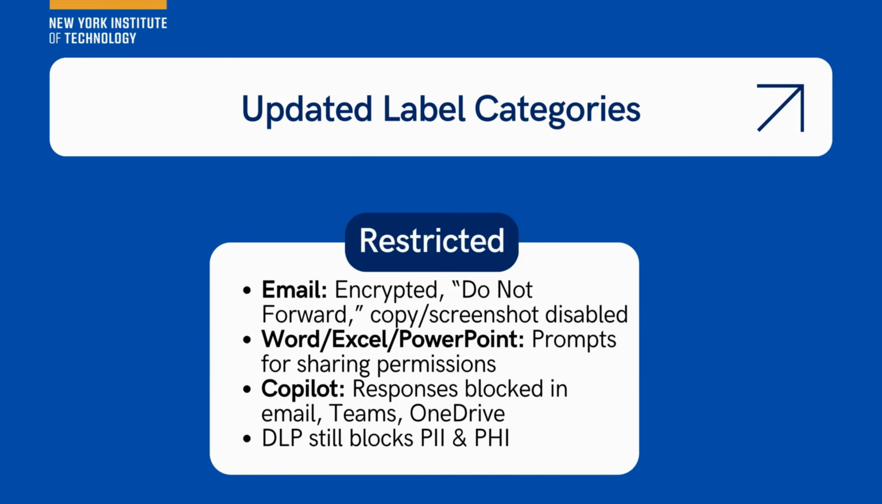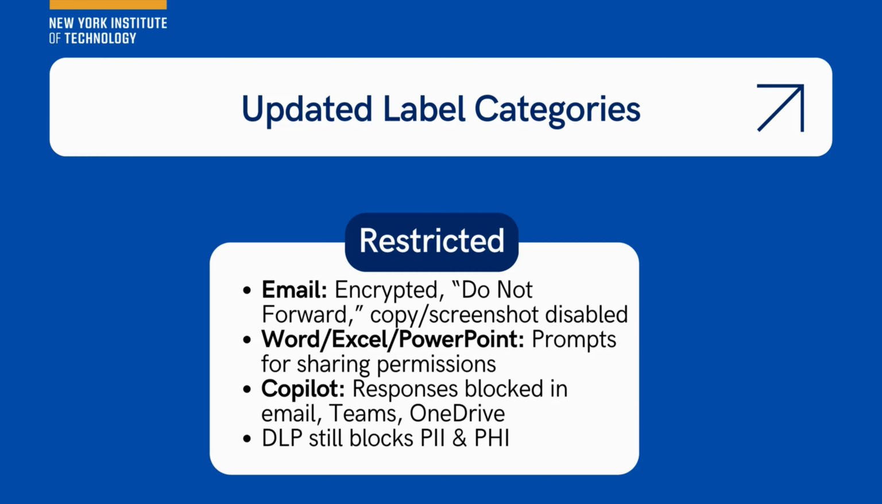Restricted. The restricted label applies additional protections. For email, restricted messages are encrypted and are set to Do Not Forward, and copying or taking screenshots of text is disabled. In Word, Excel, and PowerPoint desktop apps, restricted content will prompt the user to specify explicit sharing permissions before the file can be shared or moved.